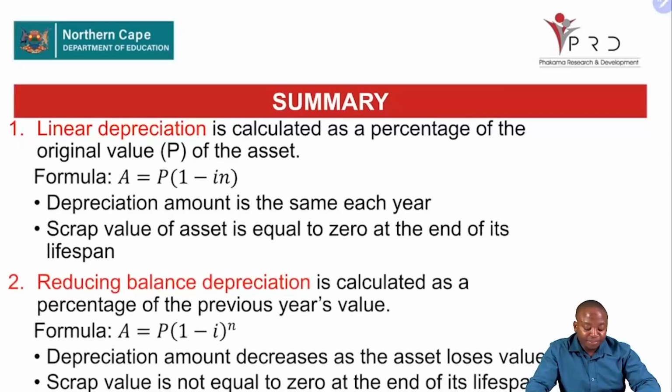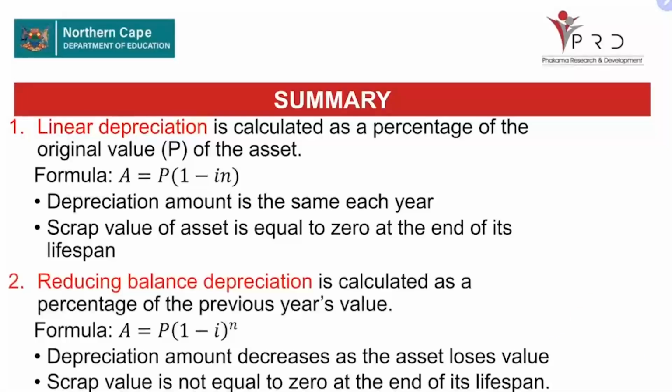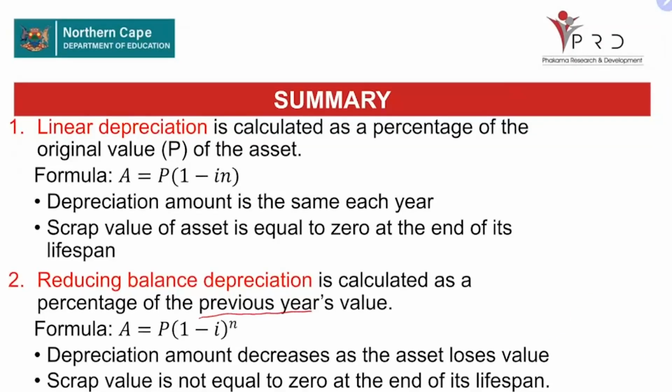Reducing balance depreciation is calculated as a percentage on the previous year's value. We are saying depreciation is calculated on the closing balance of that asset yearly. That is to say, the book value of the asset at the end of each year becomes the value that we utilize to calculate the depreciation. We use the compound formula, A equals P into (1 minus I) to the power N.